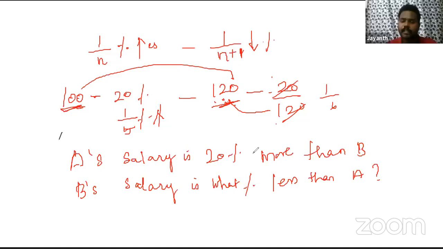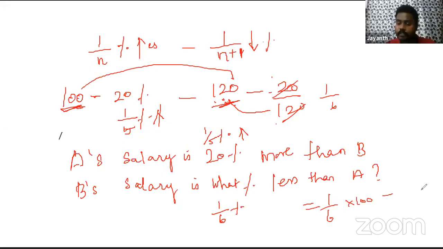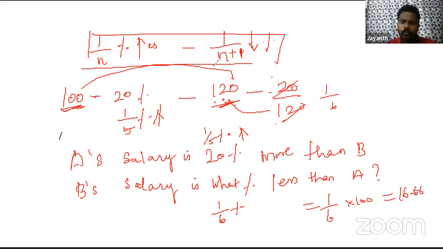If A's salary is 20% more than B, then B's salary is what percentage less? See, 20% is nothing but 1/5%. 1/5% more means the decrease will be 1/6%. 1/6 of 100 is nothing but 16.66. So this formula easily helps you solve the answer. You don't need to solve. If 1/n% increases, then the decrease is 1/n plus 1%.